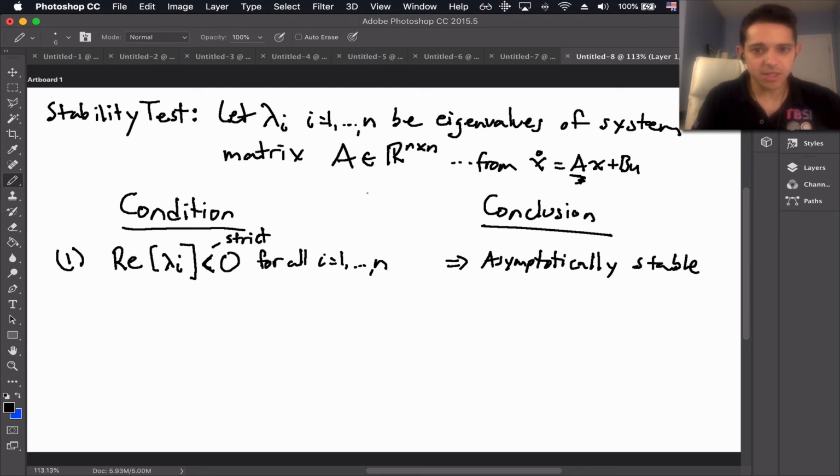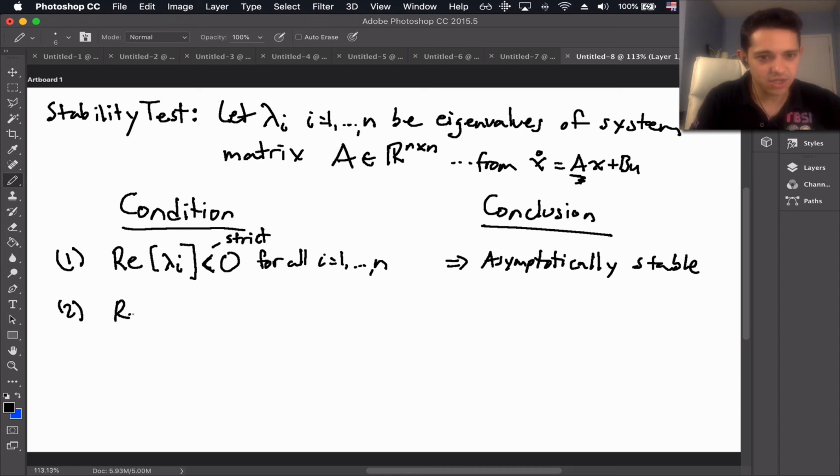In other words, you compute the eigenvalues of A, there will be n of them. Those eigenvalues are possibly complex numbers. In a complex number, there's a real part and an imaginary part. Just focus on the real part. If the real parts of all the eigenvalues are strictly negative, then we have asymptotic stability. That's the first condition.